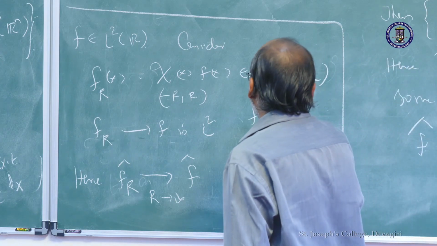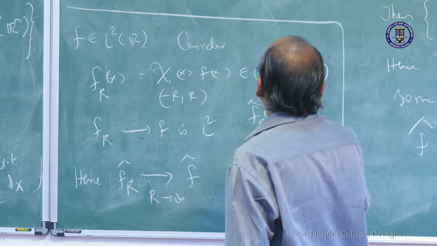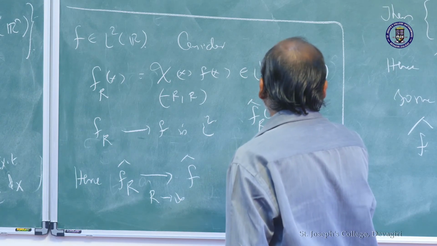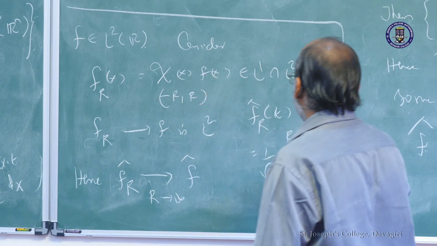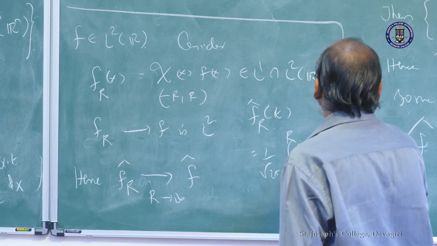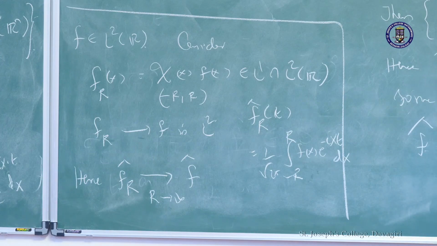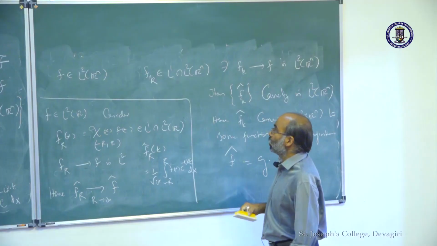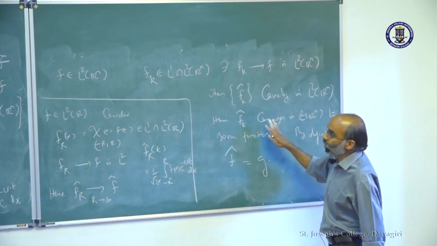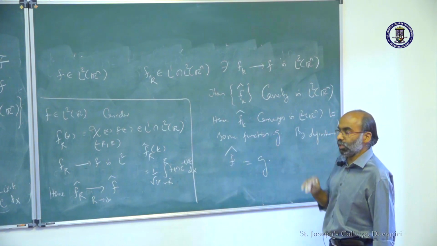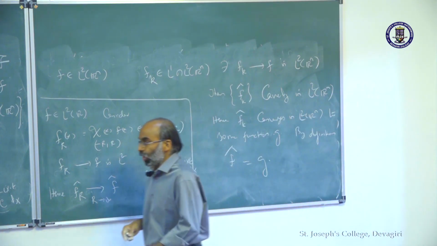What is F_R hat? F_R hat at t is simply 1 by root 2 pi times the integral from minus R to R, since we are restricting the function to minus R to R, of F of x e to the minus i x t dx. If you can compute this for each R, you can compute F hat as well. This is important, and you should remember how the Fourier transform in L2 is defined. All right, we will stop here.